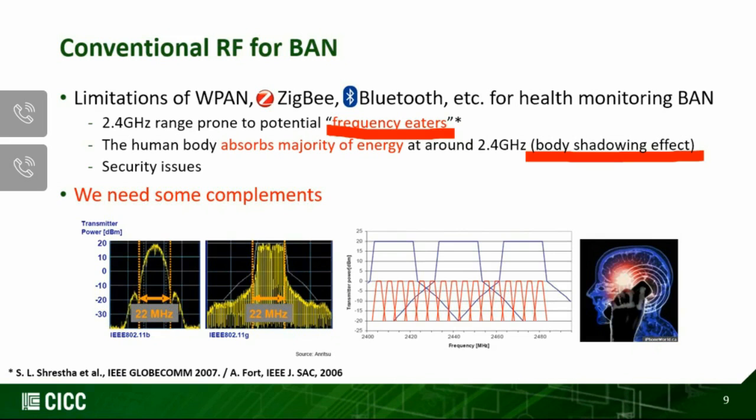Well, obviously, one of the solutions is to increase the TX power, but then it means that the battery will be drained very soon. So this means we need to have some complements.